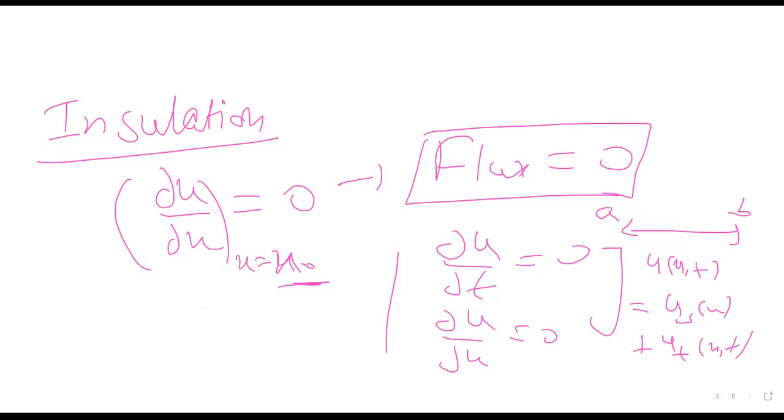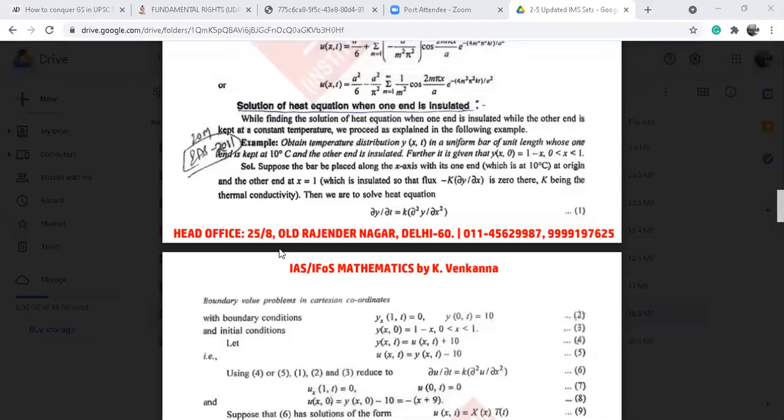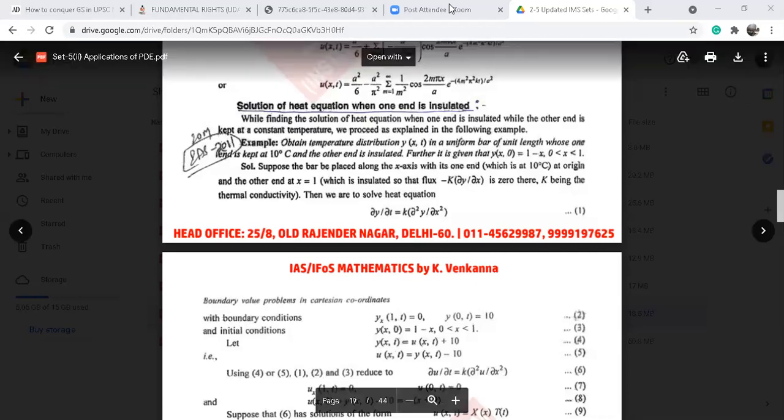Are you able to see the PDF that I've shared? Can you see the PDF now? Yes, we can see. I hope it's readable. It's very small in font size.